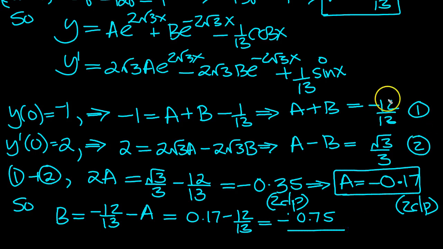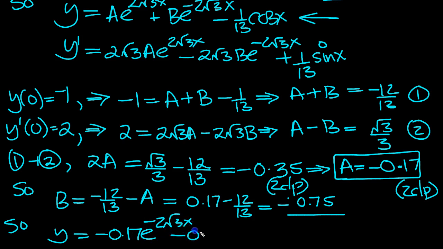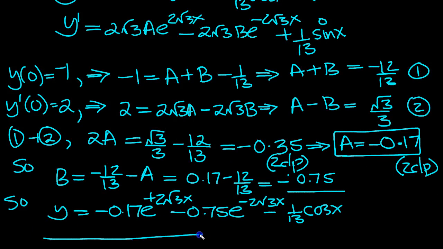There's b. So we can write down the final answer then. Here's our general solution here. So let's write down the answer then. So y equals then a is minus 0.17, e to the minus 2 root 3x, plus b, which is minus 0.75, e to the minus 2 root 3x. Now one of them is a plus, that's a plus, minus 1/13 cos x, there we go. So hopefully we put the values in correctly now, and we've got the particular solution for the differential equation.